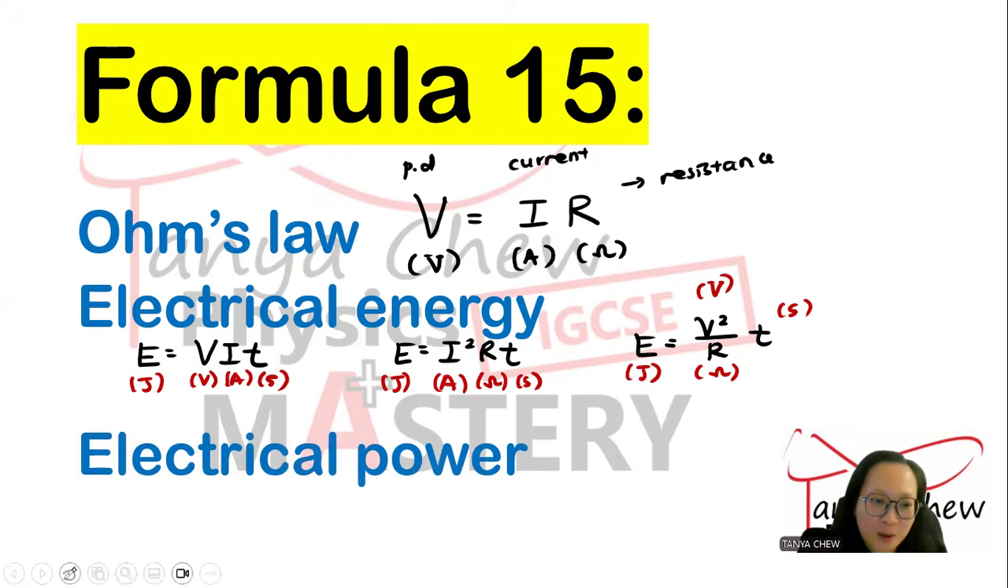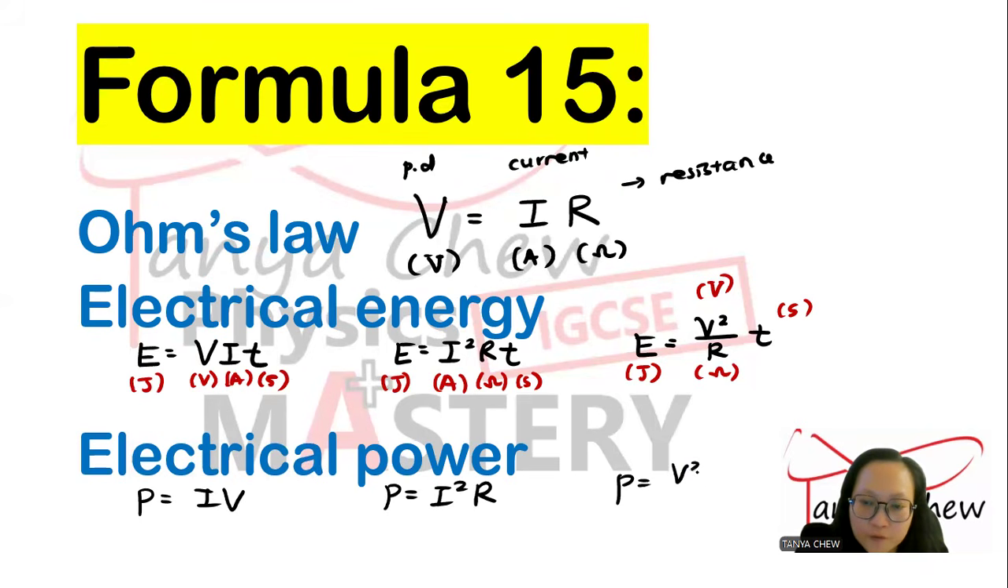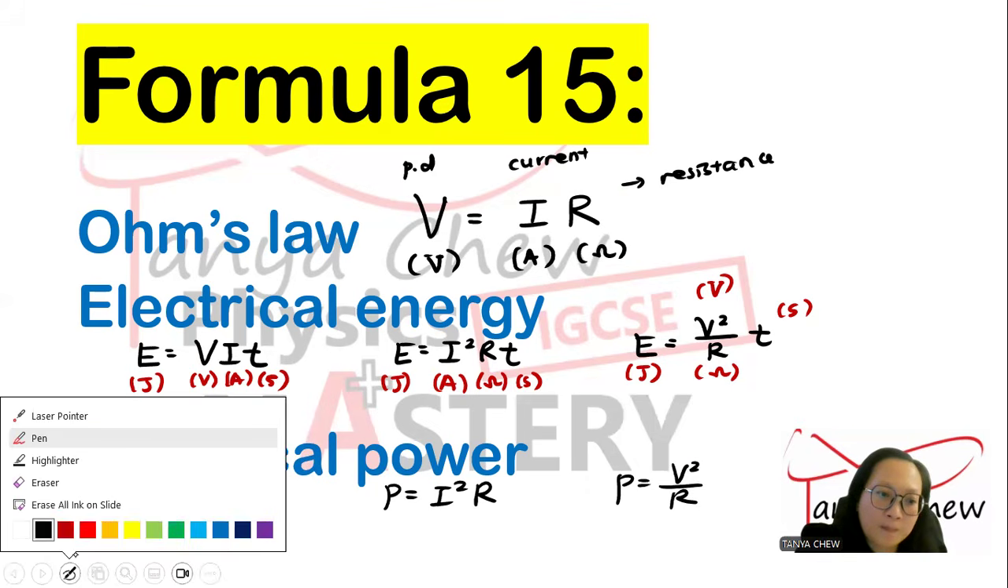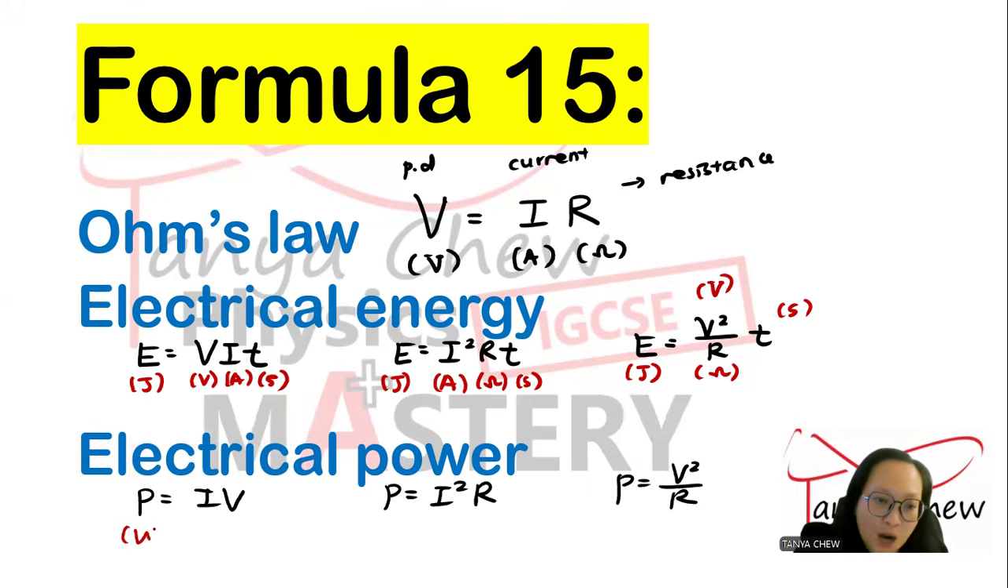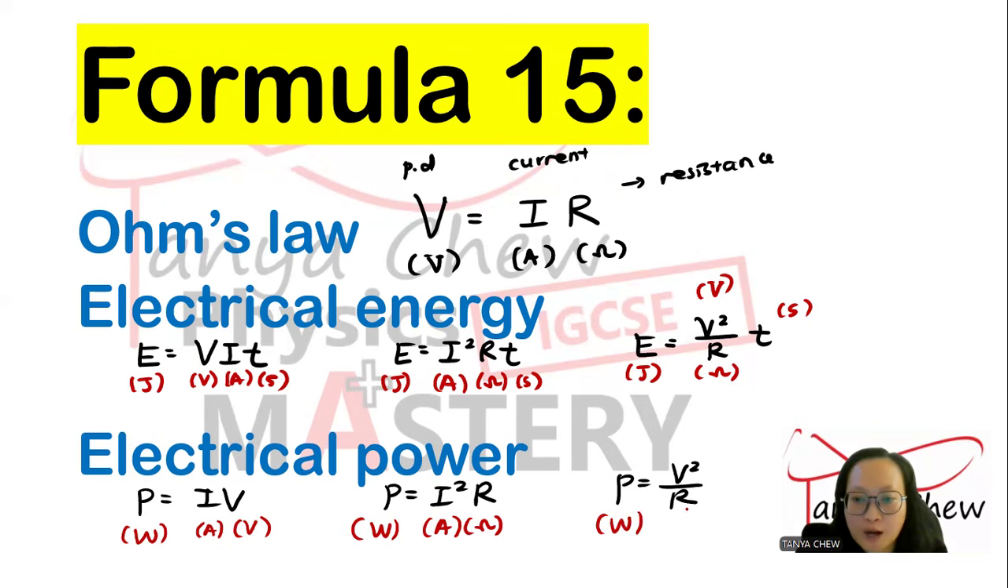And the electrical power, right? We also have 3 equations. Power is equal to IV, power is equal to I square R, power is equal to V square over R. Power must be measured in watt. So that is why current must be in ampere, PD must be in volt. Power is in watt, current must be in ampere, and the resistance must be in ohm. Power must be measured in watt, potential difference must be in volt, resistance must be in ohm. That's all.